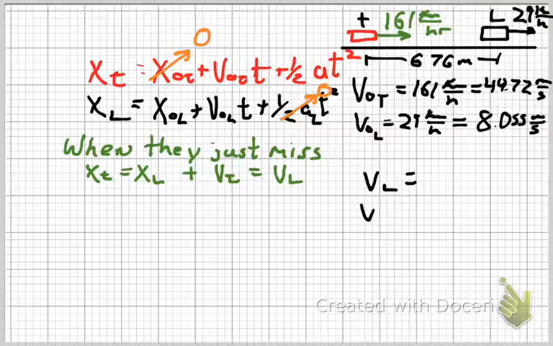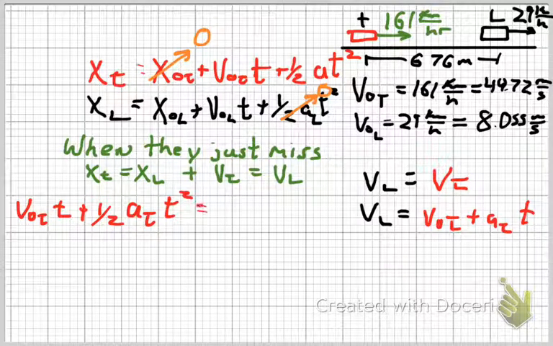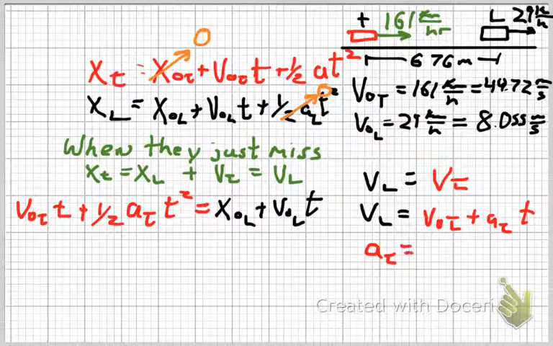Then we're going to do a velocity equation, realizing the velocity of the locomotive must equal the velocity of the train. The locomotive's velocity is constant, where the train's velocity is changing with acceleration and time. Then we write the position equation, setting those equal to each other. The initial velocity of the train times time plus 1/2 a_t times time squared equals the initial position of the locomotive plus v_0L t.